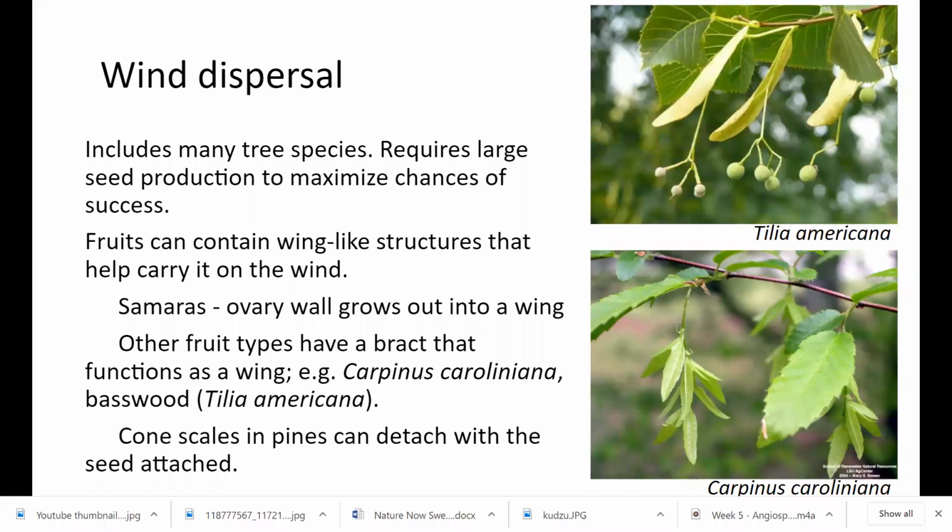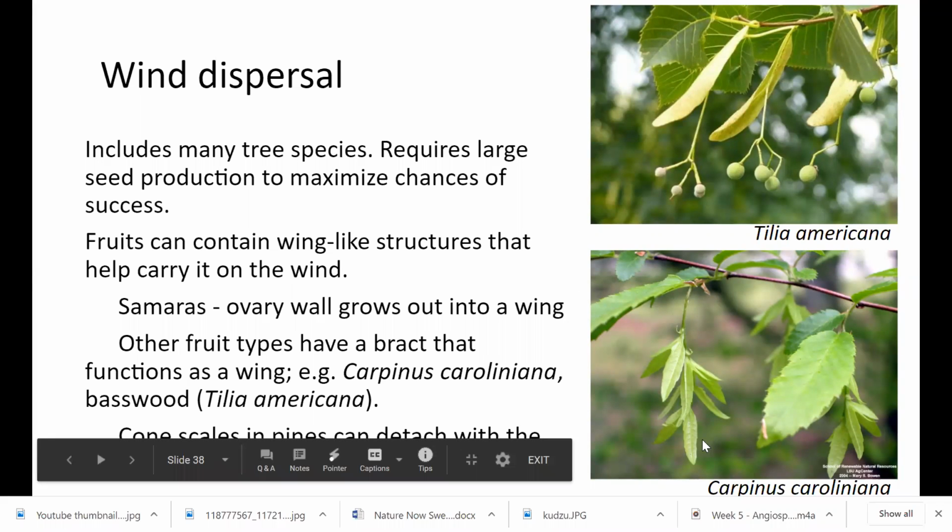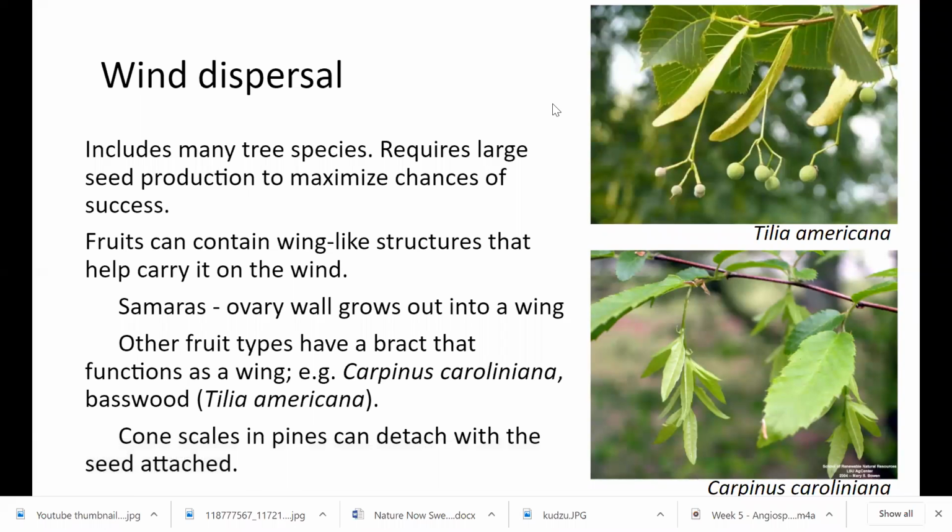And so we have a whole fruit type that has wings, right, the samaras, where the ovary wall actually grows out into a wing. So we have examples in Acer and also Fraxinus, that ovary wall grows out into a wing, and so it disperses by wind. But we have other fruit types that have bracts or leaf tissue that functions as a wing. So on the bottom, we have Carpinus caroliniana, right, where those little nutlets are subtended by a bract that helps them disperse. And then on the top photo, we have Tilia americana.